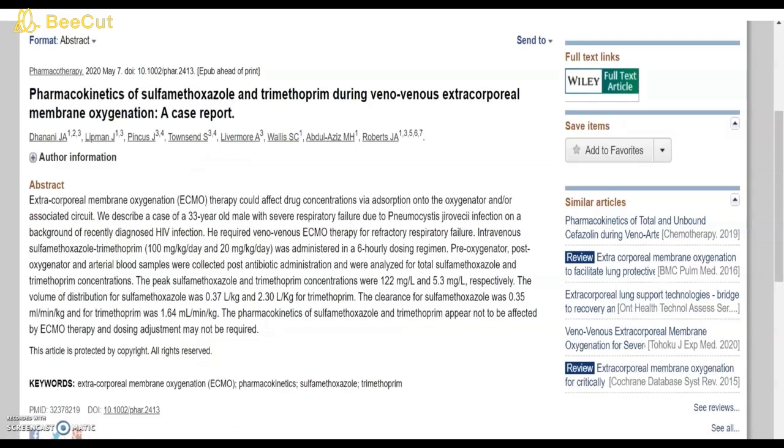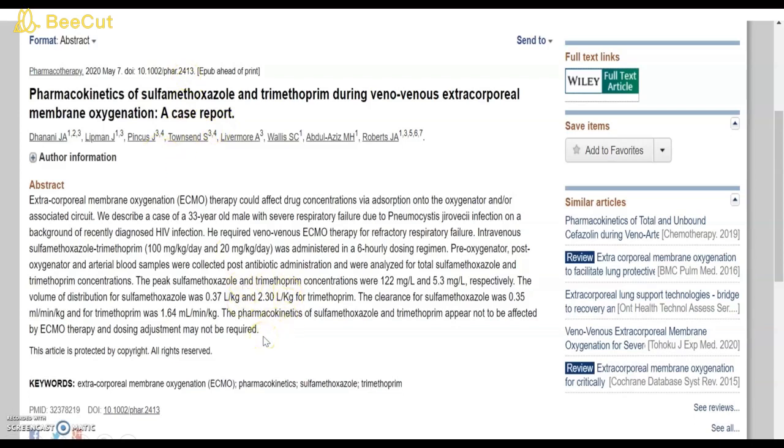Next, another example, if we talk about the pharmacy case report, as an example I'm showing you such papers. It got published in Pharmacotherapy in the year 2020. May 7 is the date of publication, and this is the unique ID of this particular paper. The title of the paper is Pharmacokinetics of Sulfamethoxazole and Trimethoprim during Venovenous Extracorporeal Membrane Oxygenation, a case report. Okay, so this is also one of the examples of the case report. It got published in Wiley as a full text article. Okay, so this is the abstract of this work.